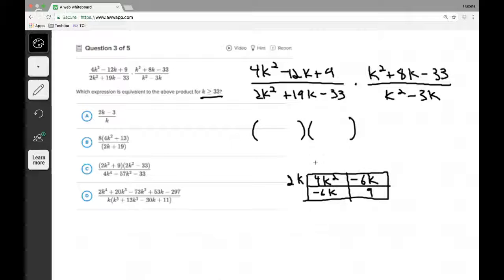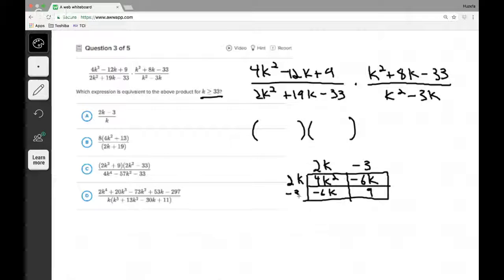We're going to pull out a 2k on the top. It's the same idea. What can we extract from both of these two? 2k. And we also see that you multiply the columns and the rows to get what's in here. 2k times 2k is indeed 4k squared. Now, what's going to go over here? What's got to be on top that multiplies this 2k to get a negative 6k? It's going to be negative 3.